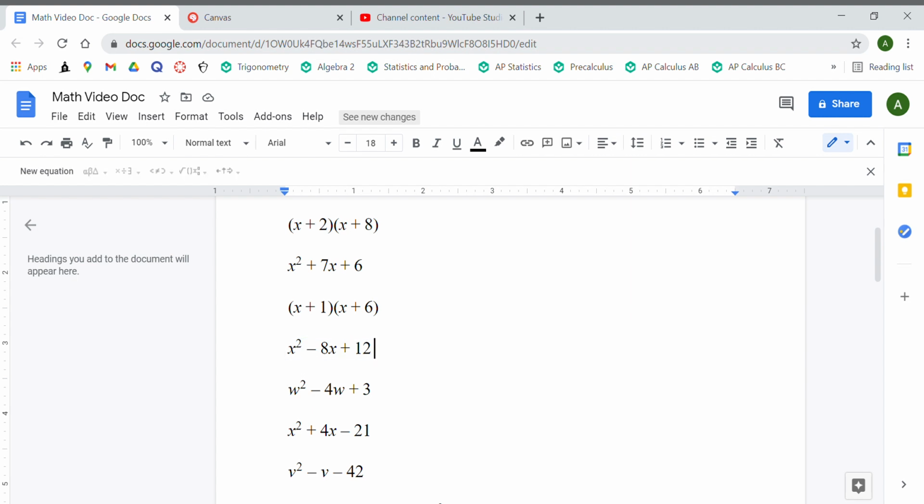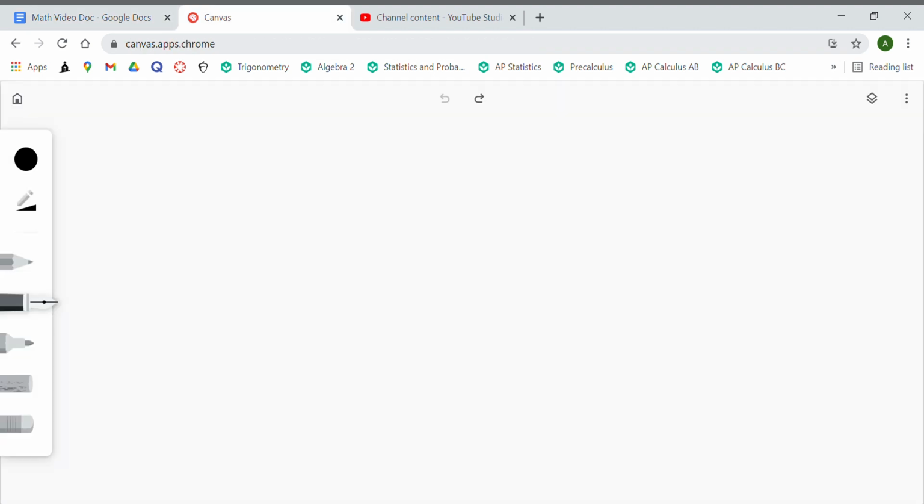All right. So we are still looking for factors that add up to, looks like it's going to be 8, using the factors of 12. But the thing is, they have to be negative. So your factors are 1 and 12, 2 and 6, 3 and 4.